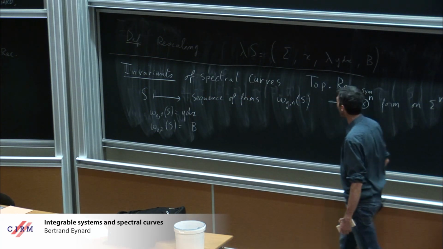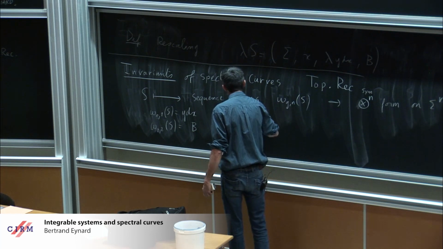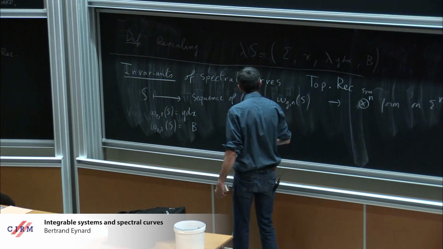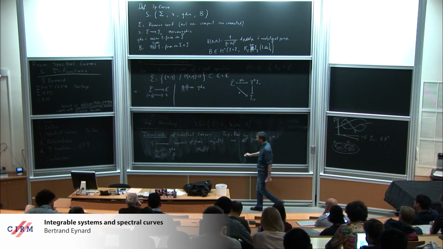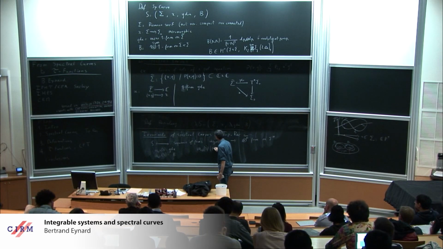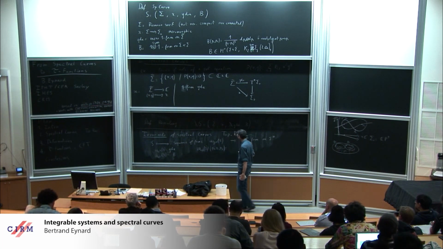Okay, so these are two examples. Let me give another example, omega 0,3 of S. It's a form on sigma to the power of 3, so it depends on 3 points on the spectral curve, P1, P2, P3.